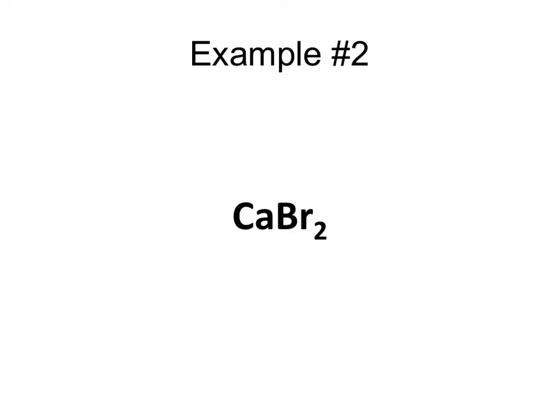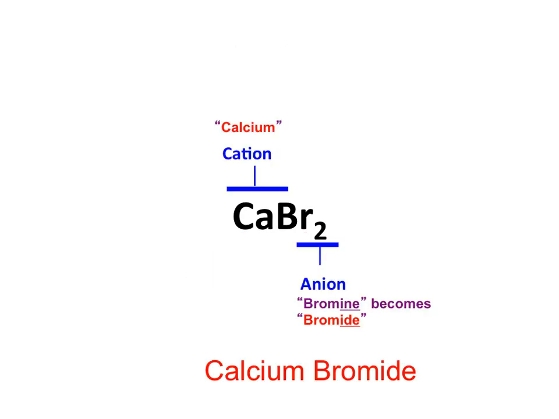Example 2 is also a binary ionic compound. We're going to go ahead and cut this in half. We know that calcium is the metal and bromine is the nonmetal. So Ca will get its regular element name, and Br, which is bromine, we'll drop the ending. The "ide" will become bromide. We do not worry about the subscripts in this type of compound, so the answer is calcium bromide.